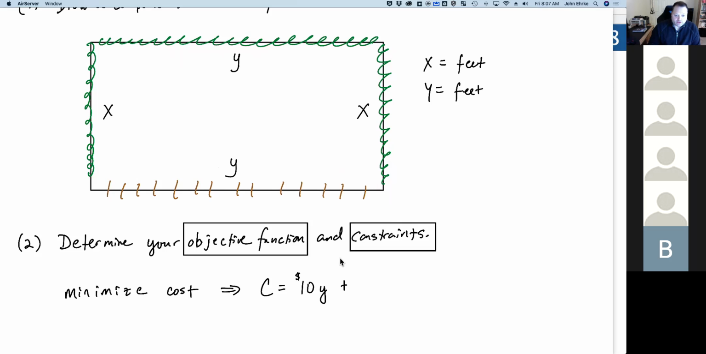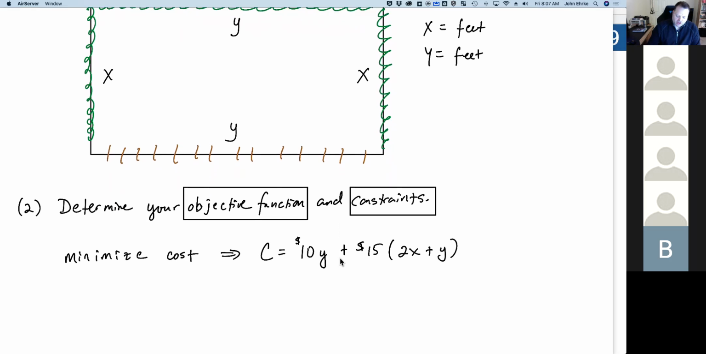And then you have $15 per foot on the other three sides. The other three sides are 2 X's and 1 Y. So this would be our cost function. This is what we call the objective function. But as it stands right now, this function is a function of both X and Y. In fact, if I was to simplify it out here, you've got 10Y and 15Y, so that's 25Y. 15 times 2 is 30X.